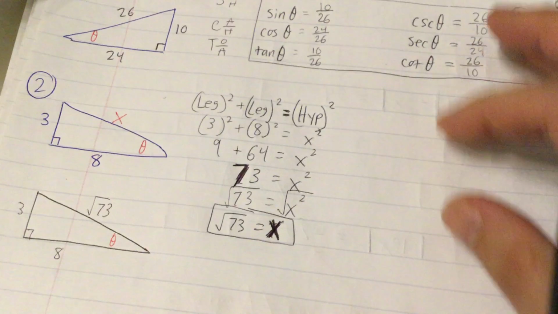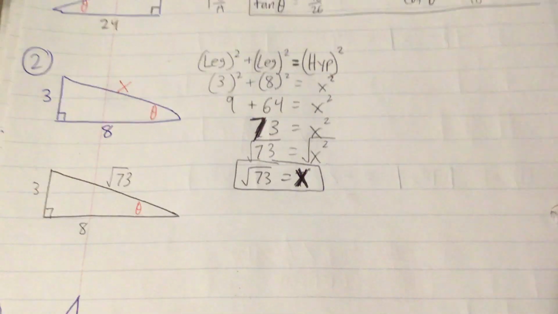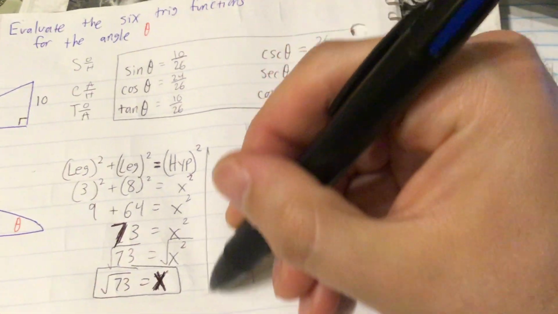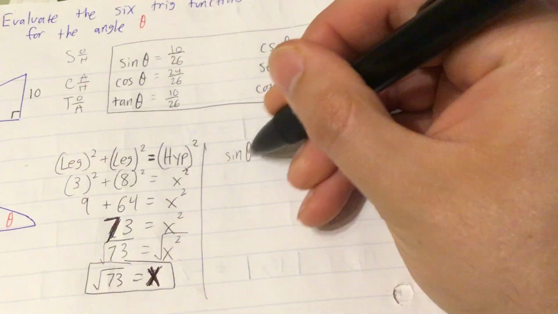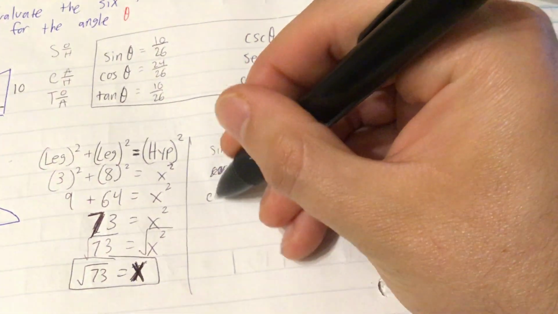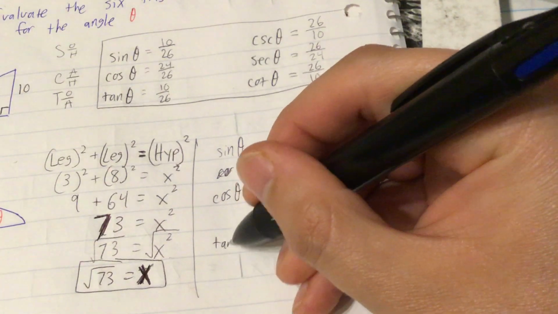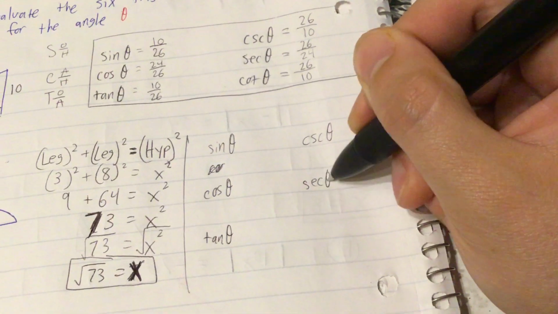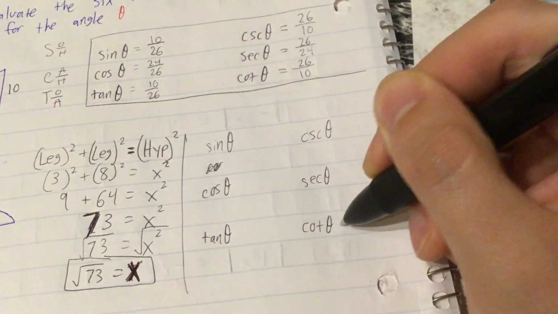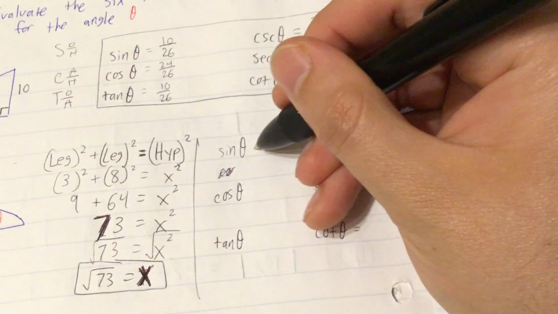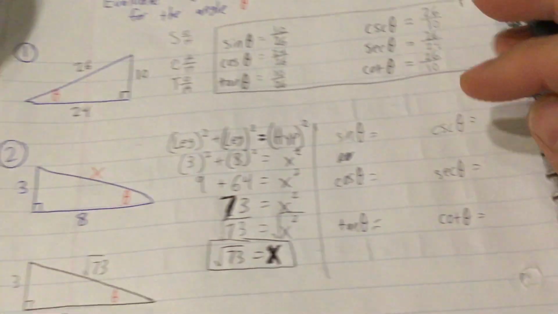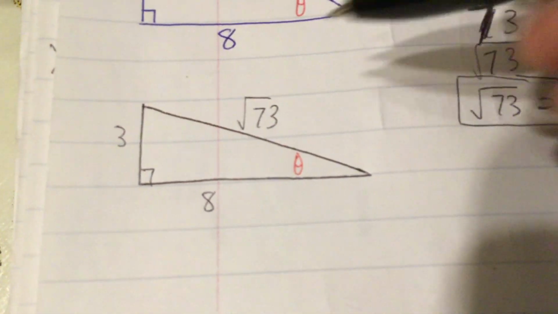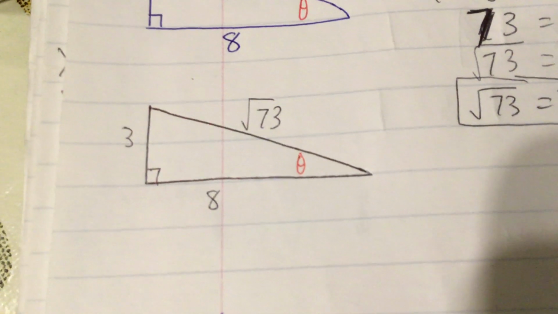So let's do the sine, cosine, and tangent ratio as well as its reciprocals. So I'm going to do that over here. I'm going to do the sine of theta, cosine of theta, tangent of theta, cosecant of theta, secant of theta, and cotangent of theta. So now, let's look at the diagram and solve. See if you can find sine, cosine, and tangent independently.